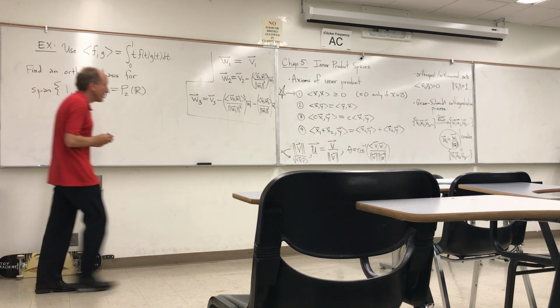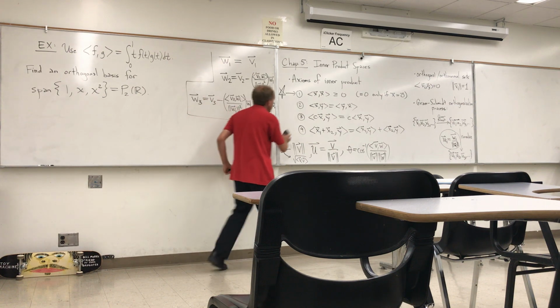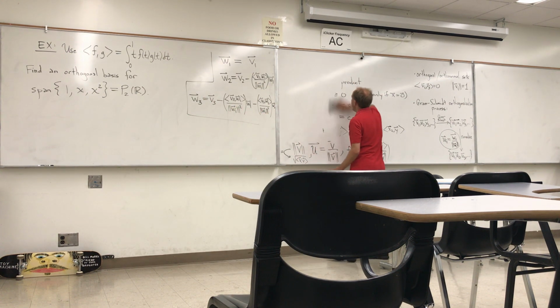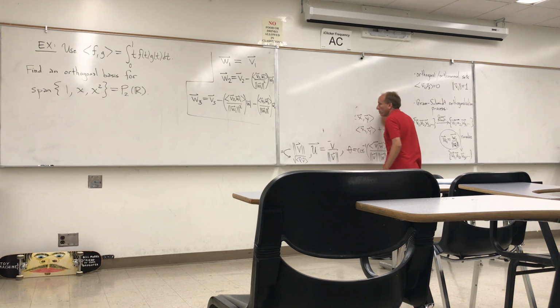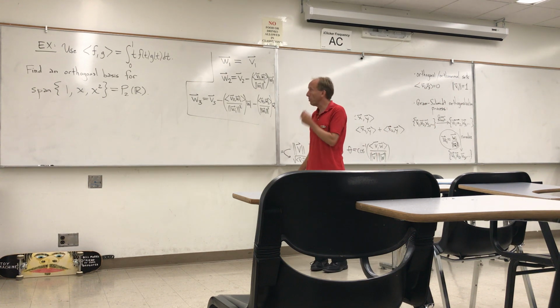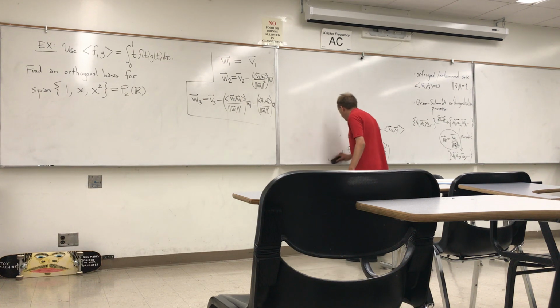The span of 1, x, and x squared is just P2 of R. So let's see if we can do this. If you see a question like that on the midterm, which you probably will, find an orthogonal or orthonormal basis for something, it's almost certainly an application of this Gram-Schmidt process that we're talking about.